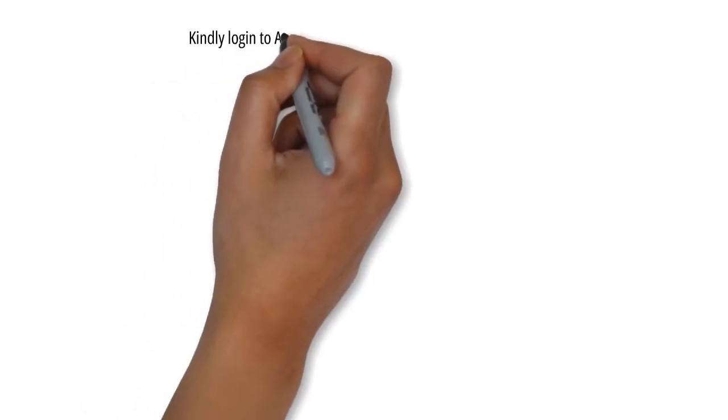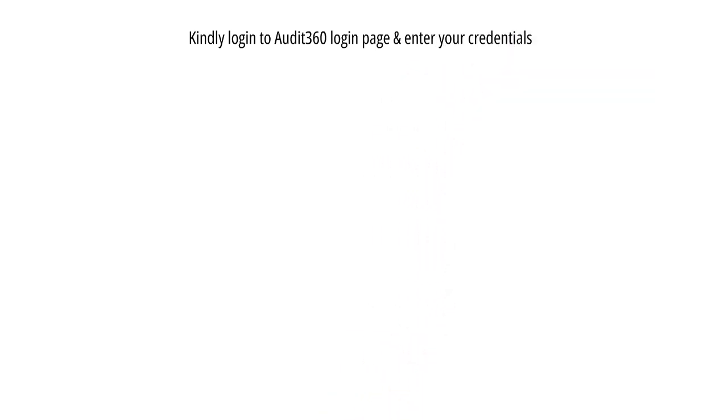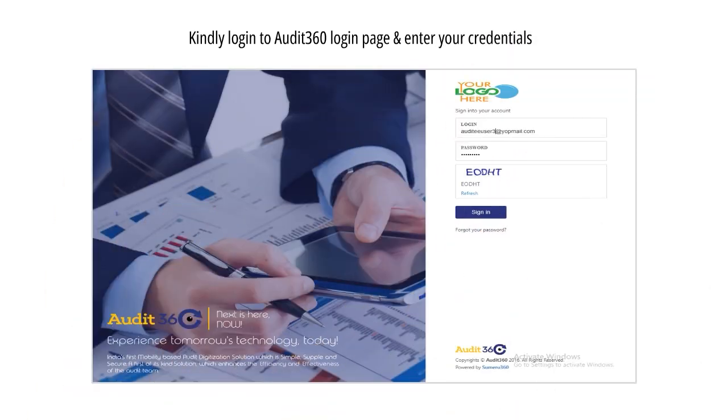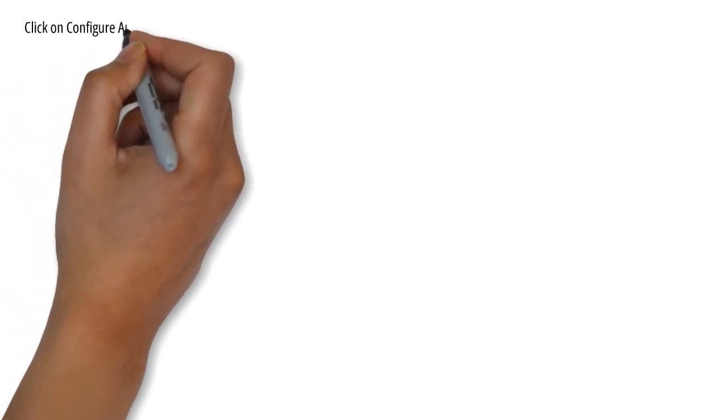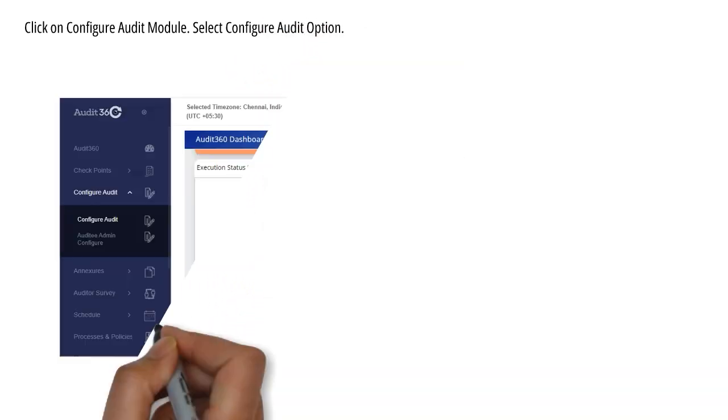Kindly log into the Audit 360 login page and enter your credentials. Click on Configure Audit module. Select Configure Audit option.